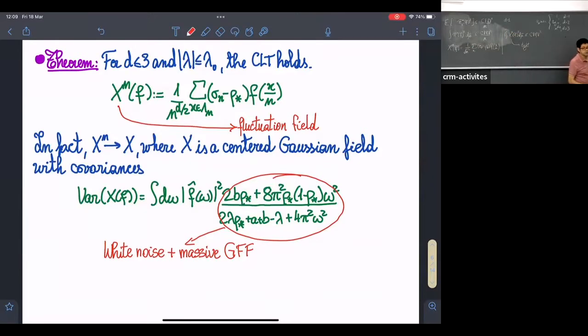And a sequence of random variables for which you have a uniform bound in L2 is what we call, well, it's not only what we call, but in particular is a tight sequence, right? So it satisfies tightness. Therefore, it has a convergent subsequence. Therefore, we are in good shape to try to prove a CLT.